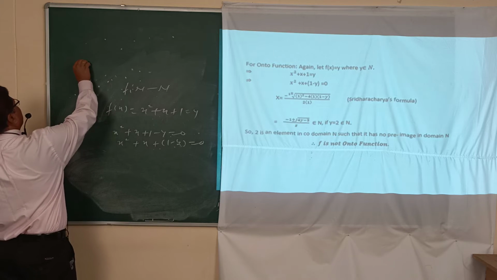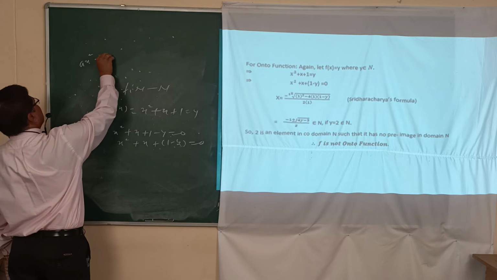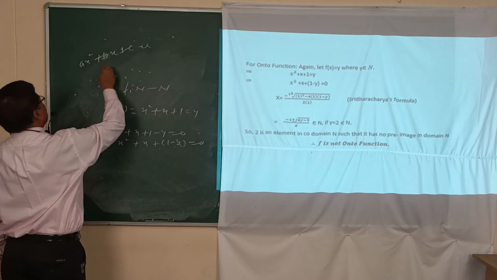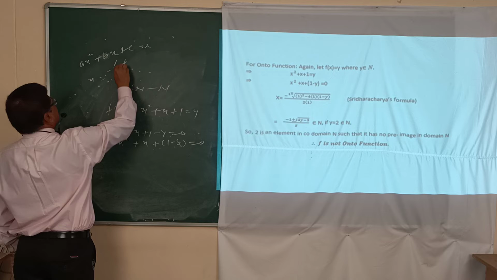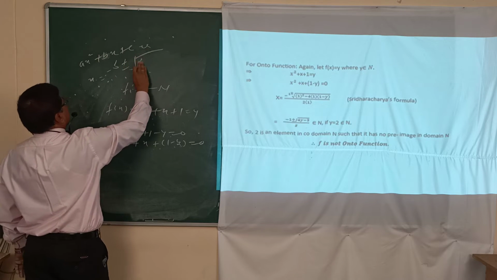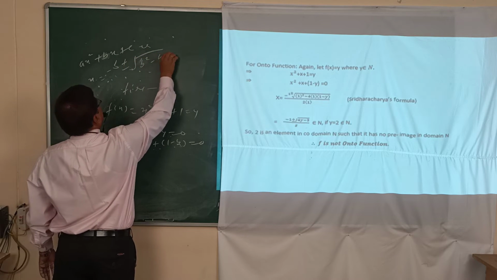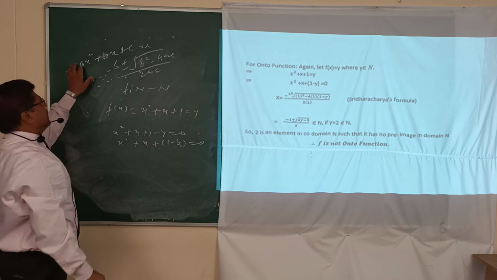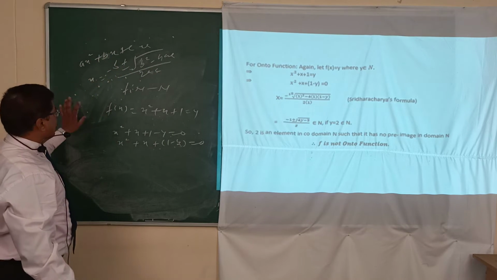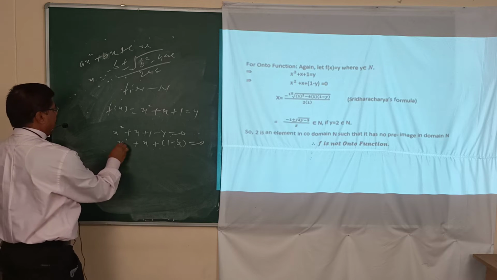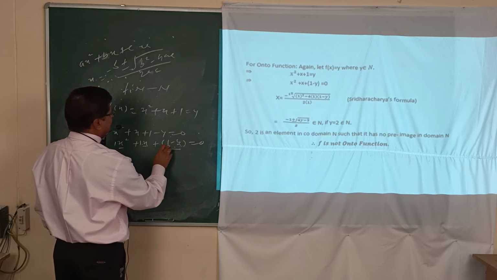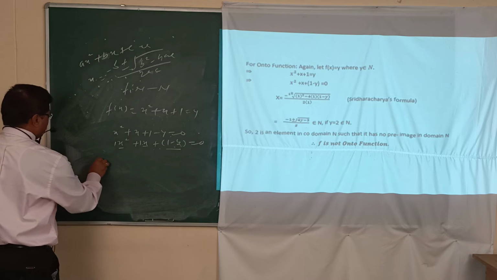The formula is, if the equation is given as ax square plus bx plus c equals 0, then x is equal to minus b plus minus square root of b square minus 4ac upon 2a. This is the formula for solving any quadratic equation. So for this, the value of a is 1, the value of b is also 1, and c is given as 1 minus y. So what is the value of x?